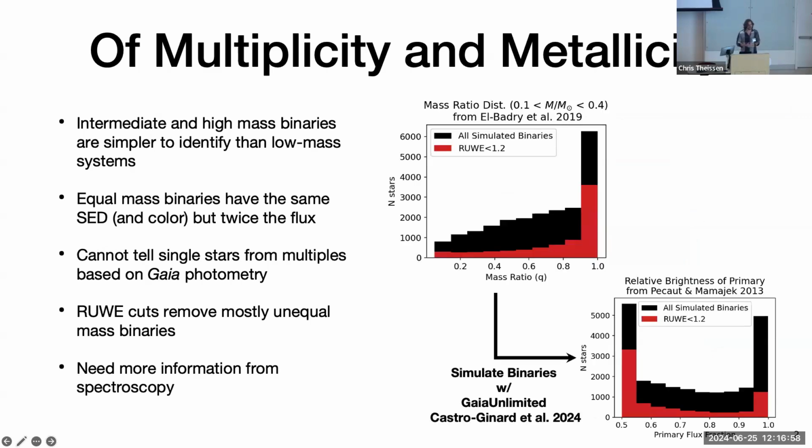We can't break it with RUWE. Here I'm showing a simulation of around 10,000 binaries following a mass ratio distribution of closely separated low mass systems from El-Badry's paper. In black, I'm showing all of the systems, but then after you do a RUWE cut of less than 1.2, in red are the stars that are left. And we get a lot of the unequal mass systems because the photocenter is wiggling around. However, the equal mass systems are not picked up by this. So we still have that degeneracy problem, and we need more information from something like spectroscopy.